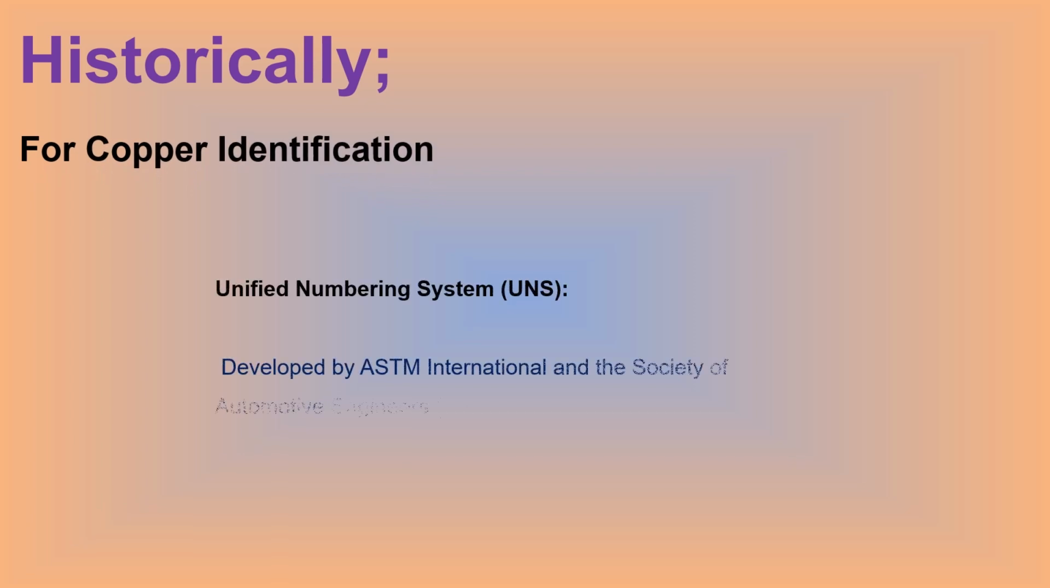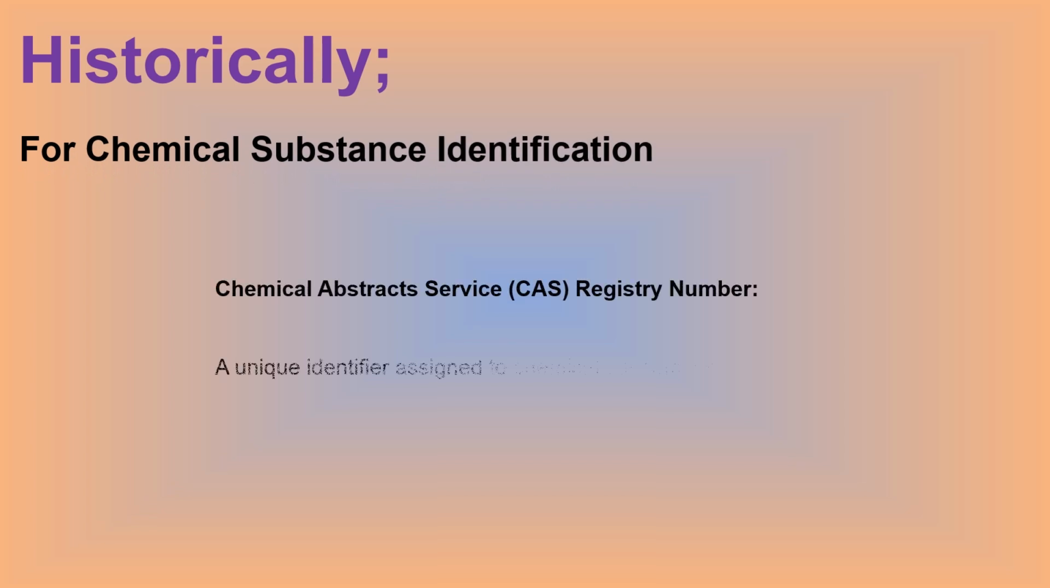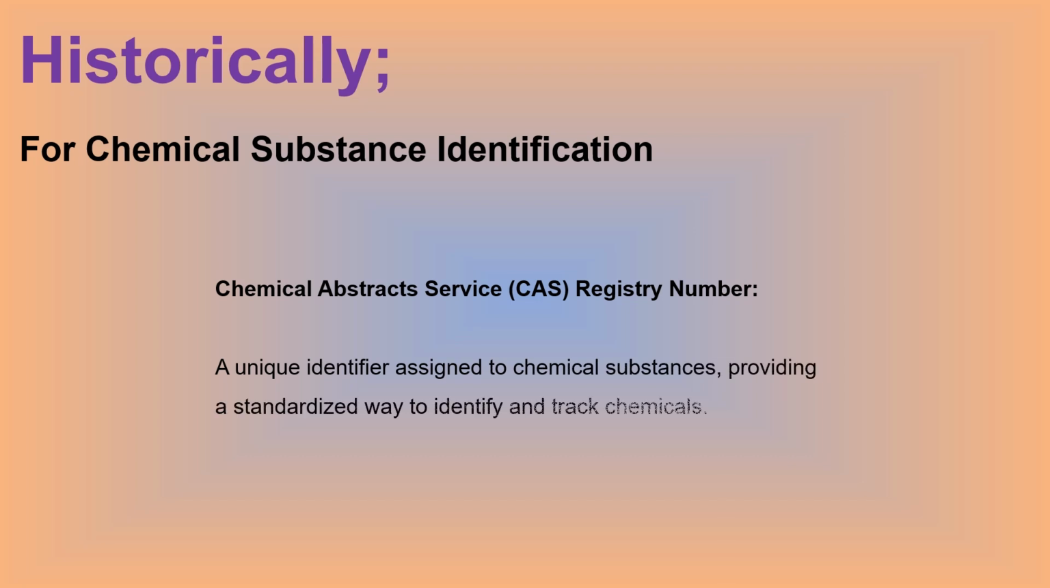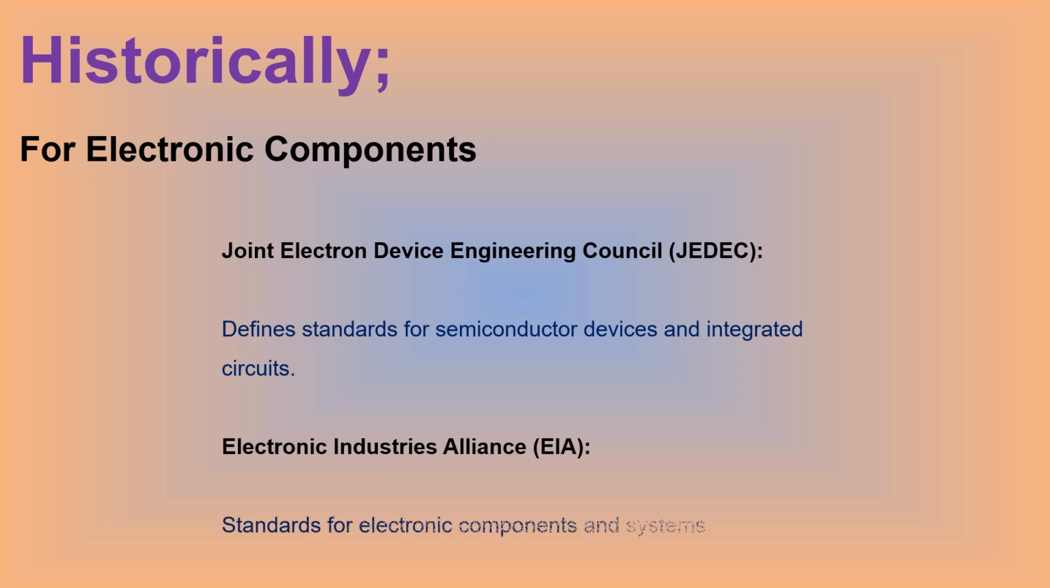For copper identification, the Unified Numbering System, UNS, is used. Developed by ASTM International and the Society of Automotive Engineers, SAE, UNS provides a unified classification for various metals and alloys, including copper and copper alloys. The Chemical Abstracts Service or CAS registry number is used for chemical substance identification. It is a unique identifier assigned to chemical substances, providing a standardized way to identify and track chemicals. For electronic components, the Joint Electron Device Engineering Council, JEDEC, defines standards for semiconductor devices and integrated circuits. The Electronic Industries Alliance, EIA, defines standards for electronic components and systems.